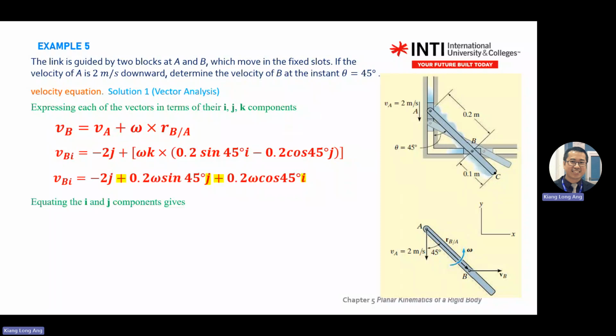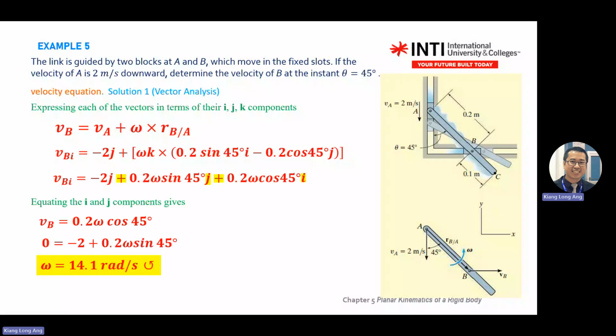VB I equal to 0.2 omega cos 45 I. Then for your J, you have J here, but don't have J there, so 0J equals J, just pull. This one also you pull. So here you have two equations. You can solve for omega. This one maybe you cannot solve, but this one you can solve because it is a constant value. Press the calculator, you can find omega. Omega equal to 14.1 radian per second anti-clockwise.